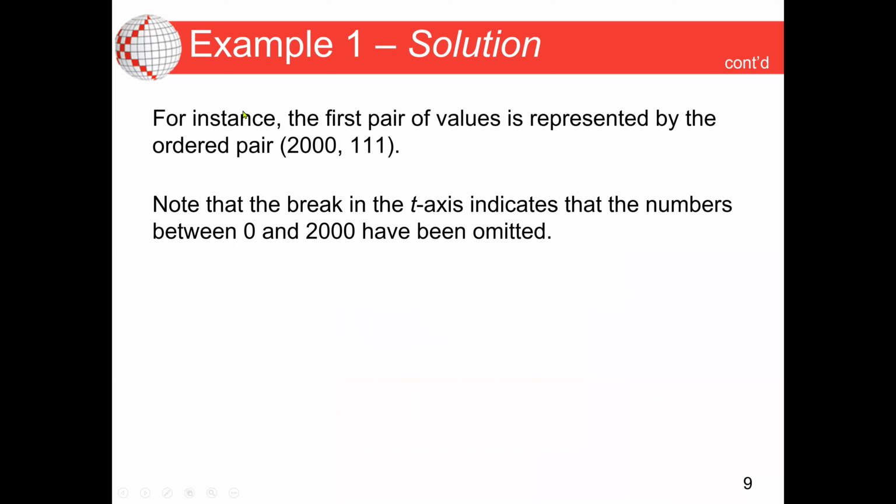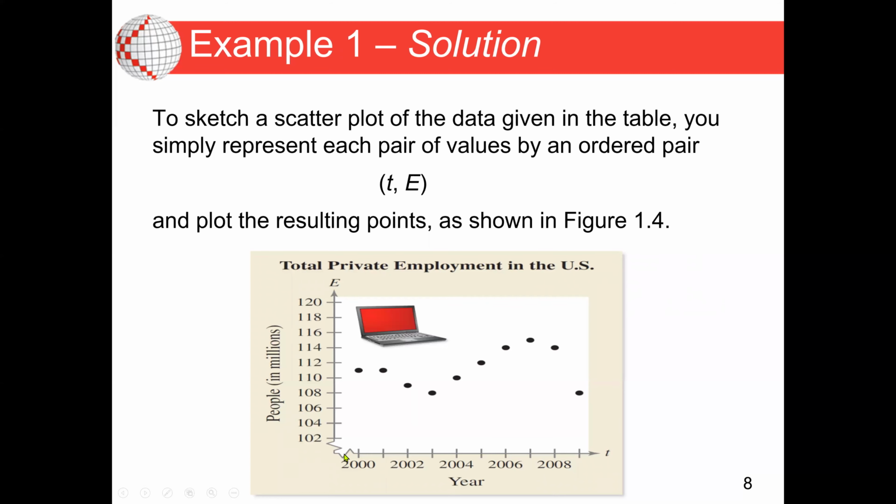So here we say, for instance, the first pair of values is represented by the year 2000, and we have 111 million people employed in the private sector. Also, we should note that the break in the t-axis indicates that the numbers between 0 and 2000 have been omitted. Here we can see some break here. So again, we have omitted a few values.